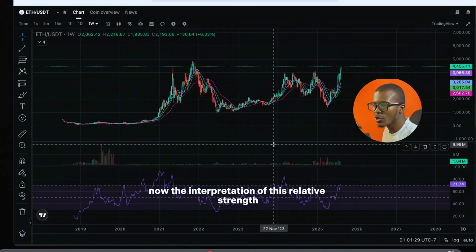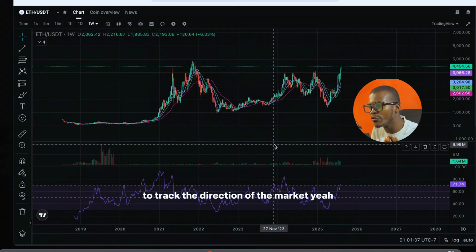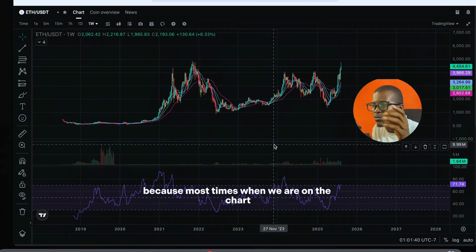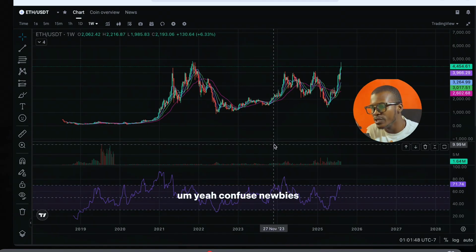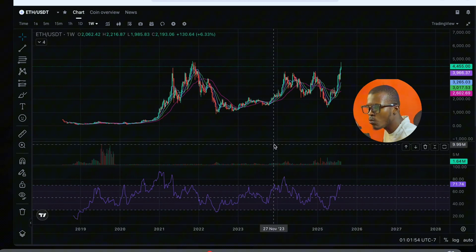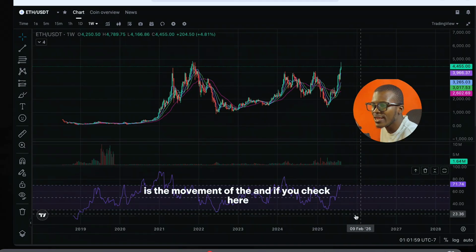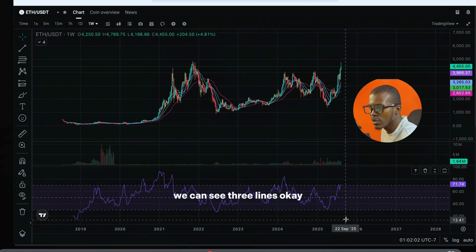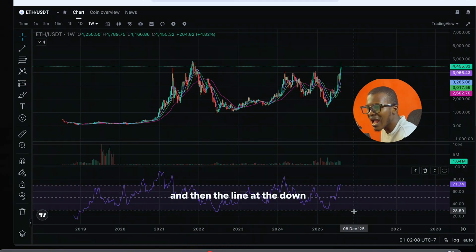Now, the interpretation of this relative strength index is very simple. It helps us to track the direction of the market, because most times when we are on the chart, the coloration of the candlesticks does confuse newbies. It actually confused me when I was coming up. So what we want to look at is the movement of the index, and if you check here, we can see three lines: the line at the top, the line in the middle, and the line at the bottom.